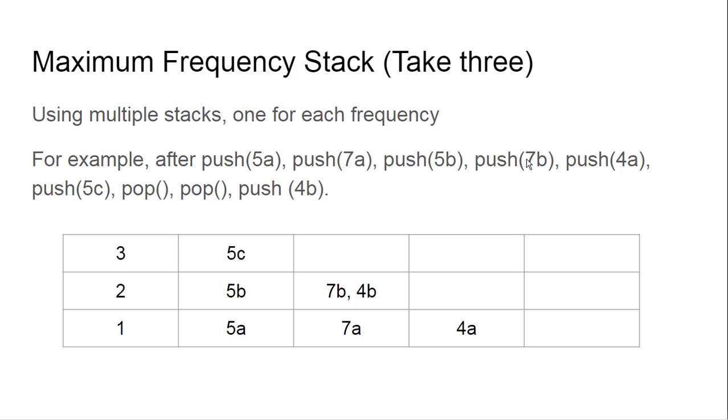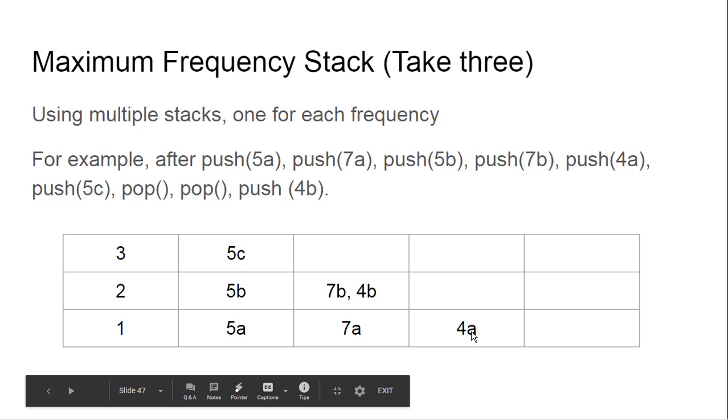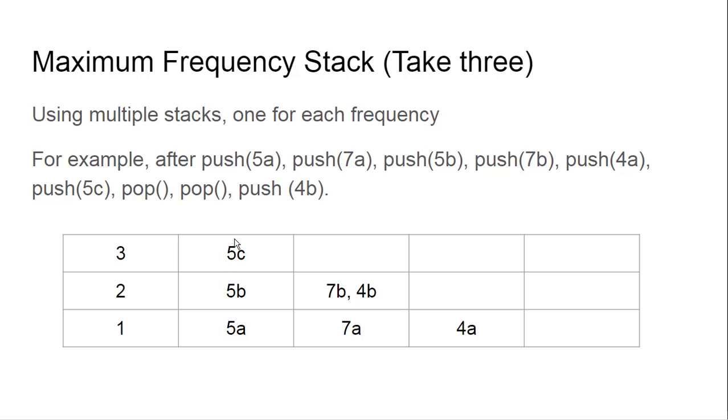And then when we push 7 again, because 7 is already added, 7B goes here. And then when we push 4, because this is the first time 4 is added, 4 is added at the tail of the first one. And then when we push 5 again, this is the third time 5 is added, so 5C goes here. And when we pop, we will look at the highest level. At this point it's 3. So 5C goes.